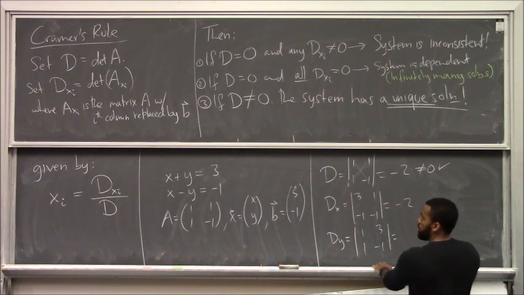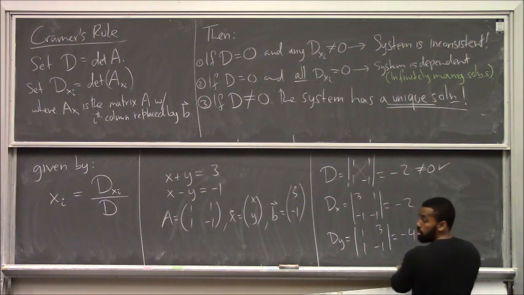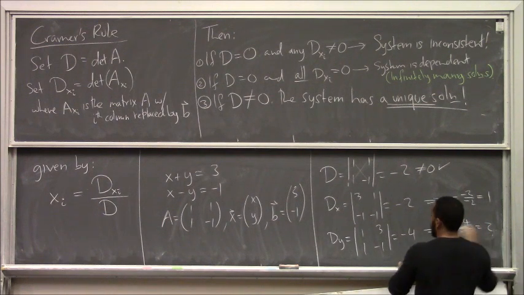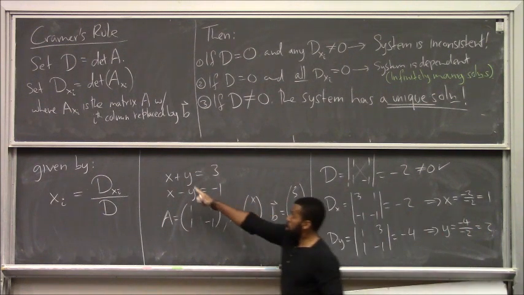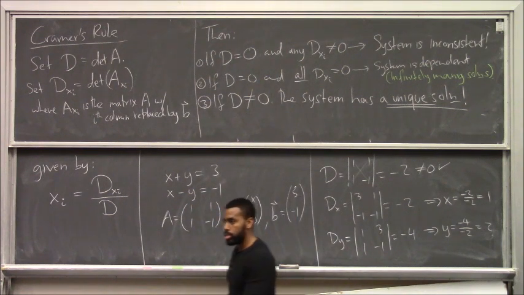That is going to be minus 1, minus 3, that's minus 4. And so this would mean x is actually equal to minus 2 divided by minus 2, which is 1. And your y is equal to minus 4 divided by minus 2, which is 2. And you can check. 1 plus 2 is 3. 1 minus 2 is minus 1. That gave us the unique solution.